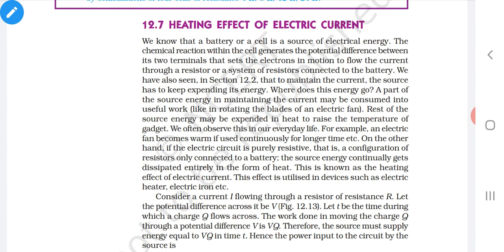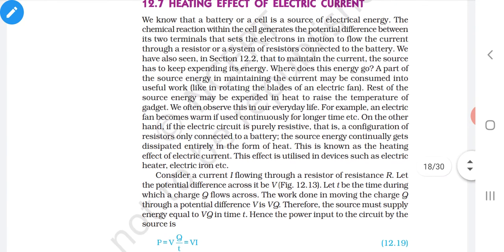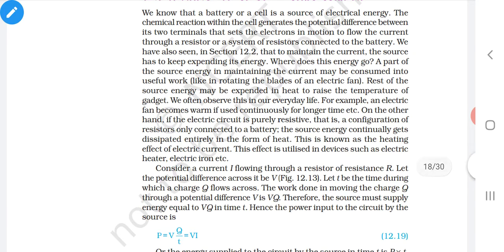Negative terminal means it is rich in electrons. Positive terminal means it is deficient in electrons. So what happens? The electrons move from the high region to the low region. It causes the flow of electrons and thus current is produced, isn't it? All this we have seen in this chapter in the class itself, isn't it?